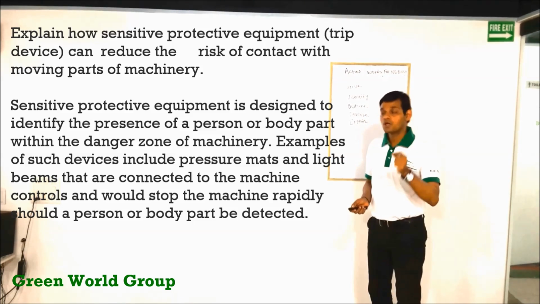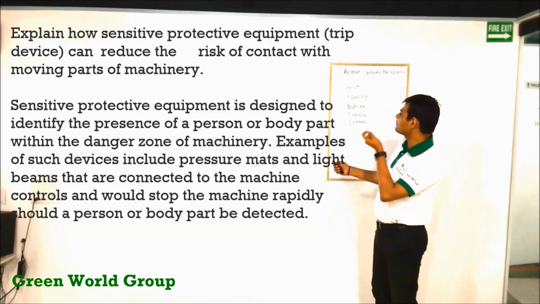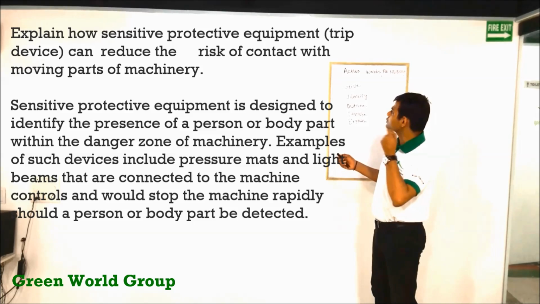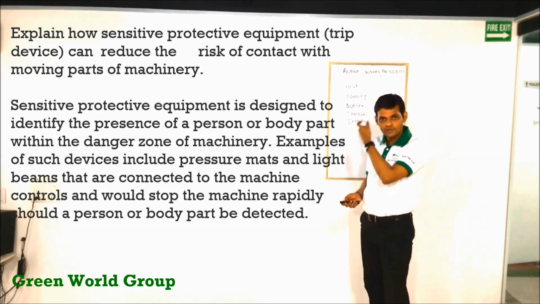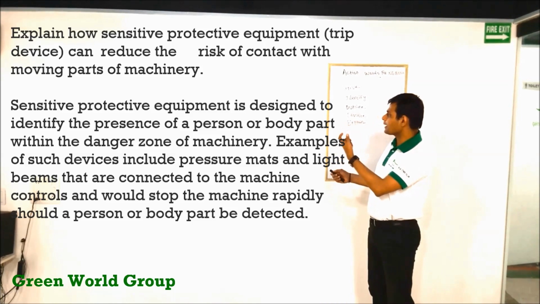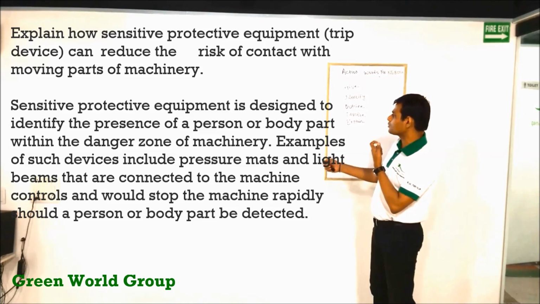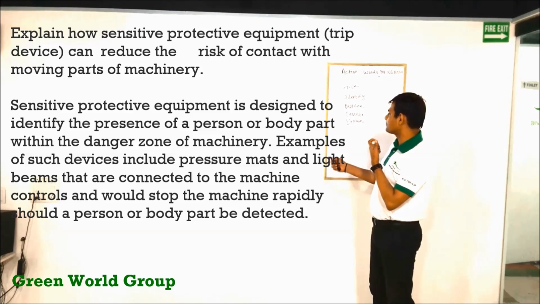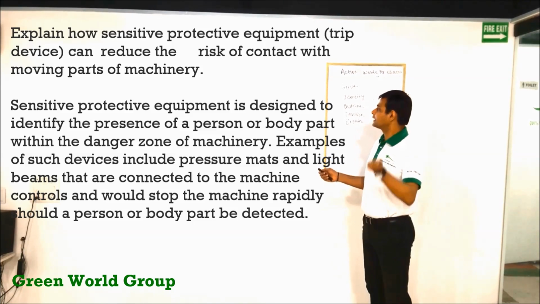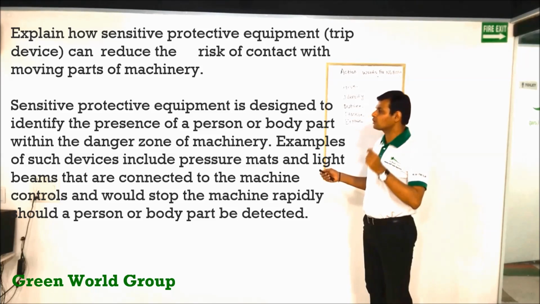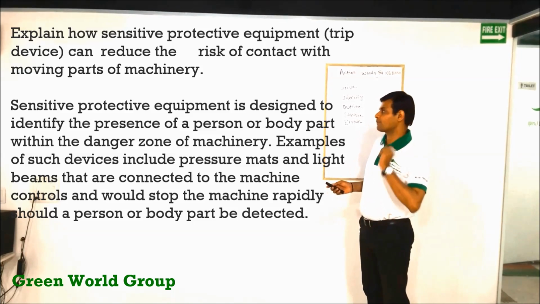First of all, you have to explain what is sensitive protective equipment, how it functions, and then you have to give the different examples for sensitive protective equipment like pressure mat, light beam, like that. You have to explain what is sensitive protective equipment, give examples, and then explain how each device will work. For example, these light beams are connected to the machine controls and would stop the machine rapidly should a person or body part be detected. So like that, first of all explain what is sensitive protective equipment, then give examples, and then give a brief note about how they are working. In this way, you have to give brief answers for explain.